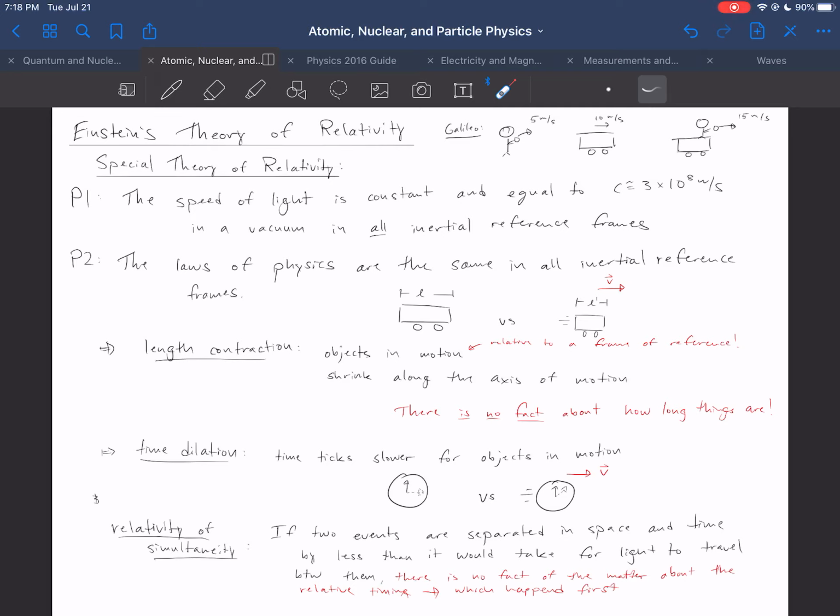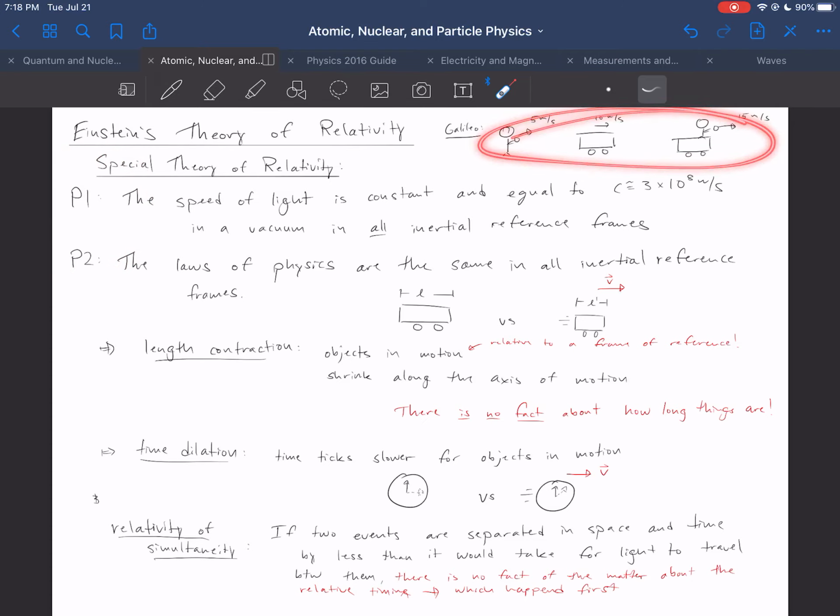The first thing that can be proven as a result of these two postulates, that is, if you take those two postulates, that the laws of physics are the same in all inertial reference frames, and that the speed of light is constant and equal to c in a vacuum in all inertial reference frames, you derive an effect called length contraction.